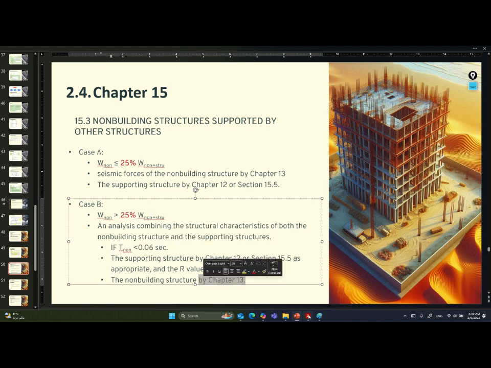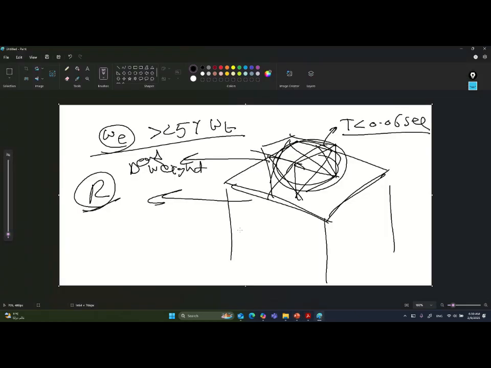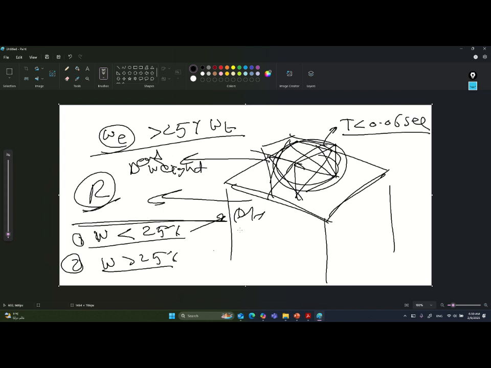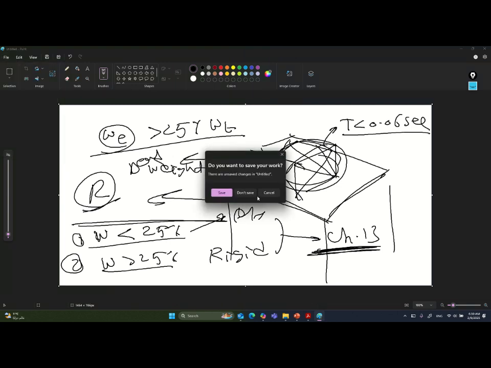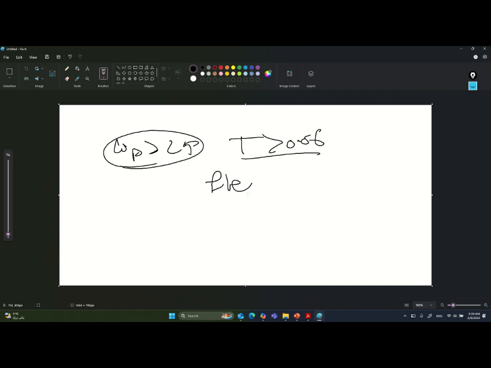To go to chapter 13 to solve any structural component, you must satisfy one of two conditions. The first one, if the equipment is less than 25%, and it doesn't matter if it is flexible or rigid. The second one is the W is more than 25% but it is rigid. So I will go to chapter 13. The other case, I have the W equipment more than 25%, but the time period is more than 0.06 seconds, so it is flexible.